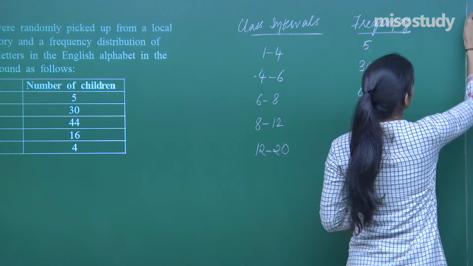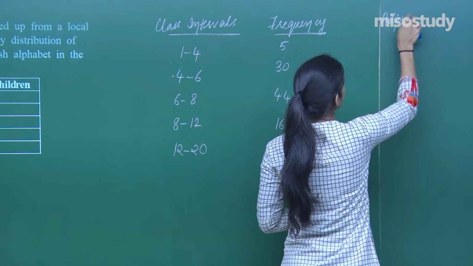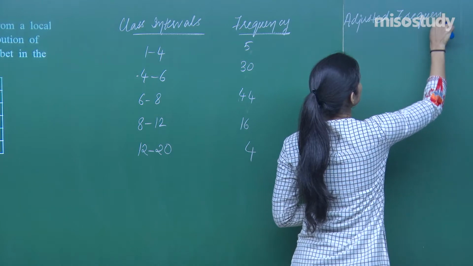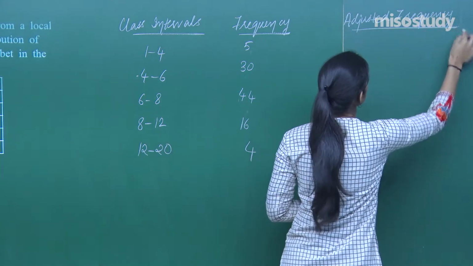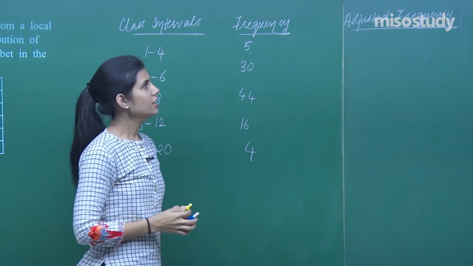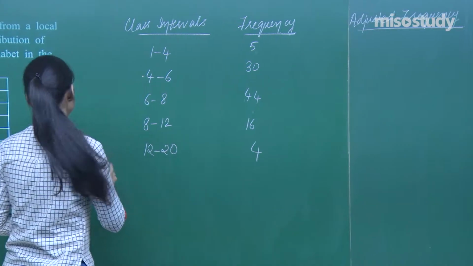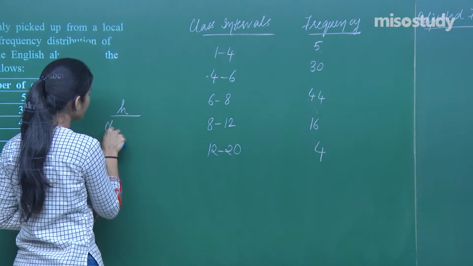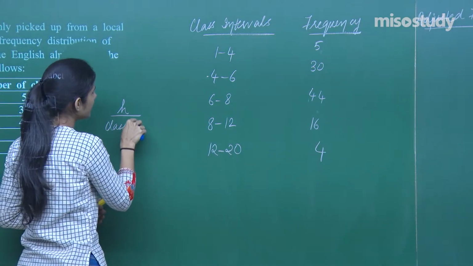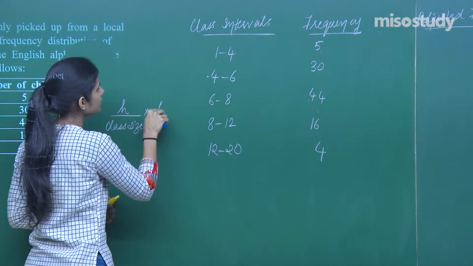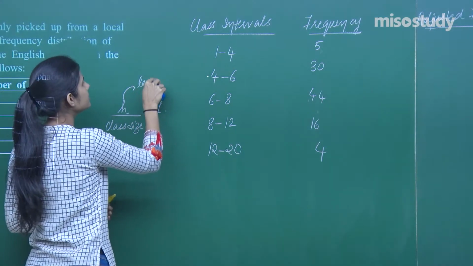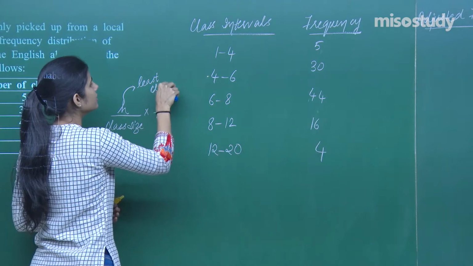And here we write the adjusted frequency. That is what you do when you have class intervals of unequal size and they are continuous. What is adjusted frequency? It is h upon class size into frequency. What is h? H is the least class size.